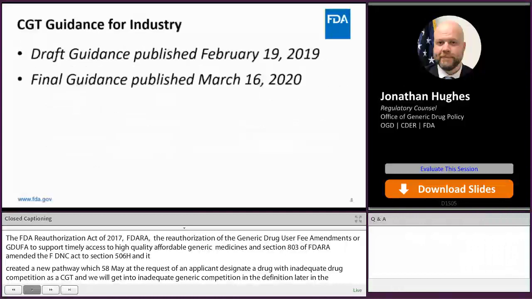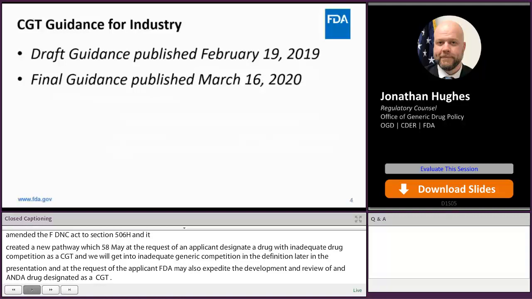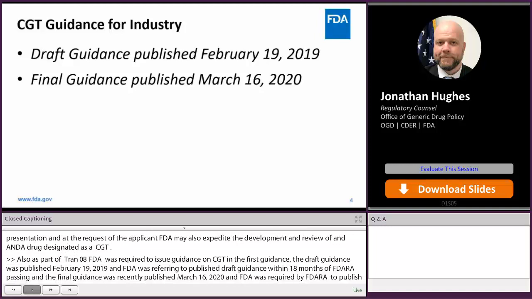Also, as part of FDARA, FDA was required to issue guidance on CGT. The first guidance, the draft guidance, was published February 19, 2019. FDA was required to publish that draft guidance within 18 months of FDARA passing. And then the final guidance was recently published on March 16, 2020. FDA was required by FDARA to publish that 1 year after the docket closed on the draft guidance. So we were able to publish that a little bit early. The statutory deadline was April 21st, 2020.